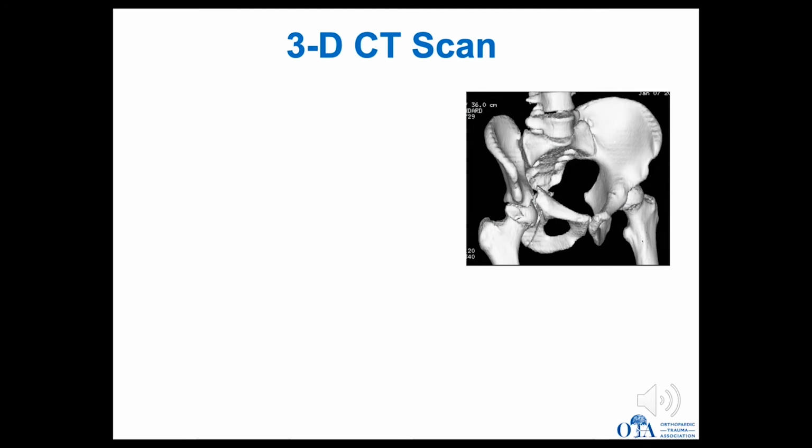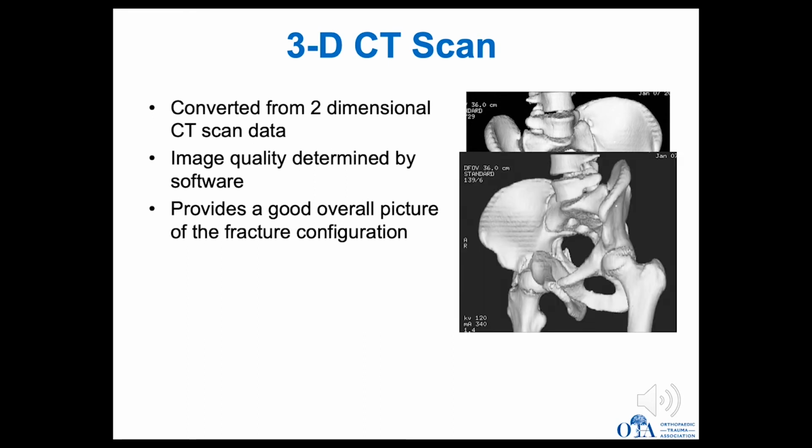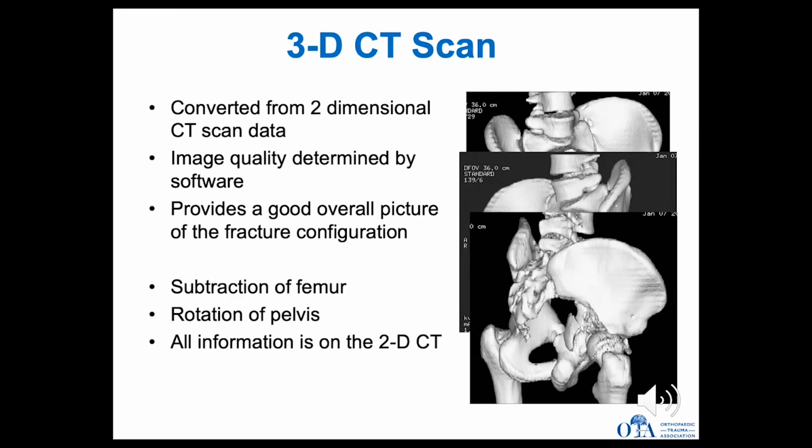Likewise, the 3D CT scan is of great benefit in assessment of acetabular fractures. It is converted from two-dimensional CT scan data. It provides a good overall picture of the fracture configuration. In addition, it would allow subtraction of the femur and rotation of the pelvis, and you have to appreciate that all information is on the 2D CT.